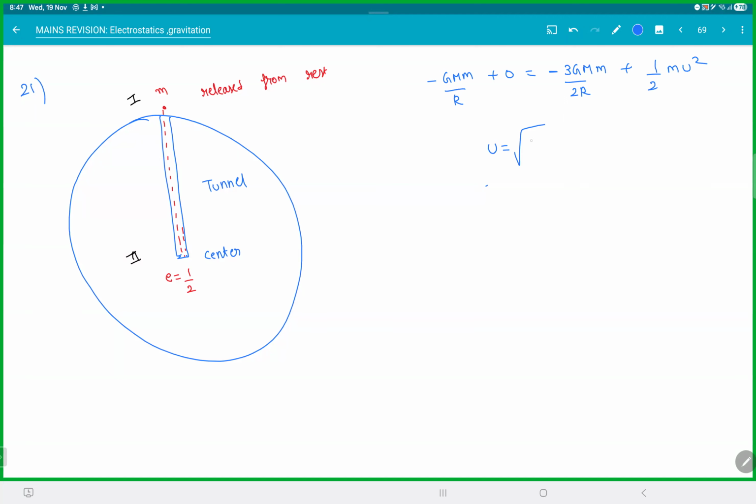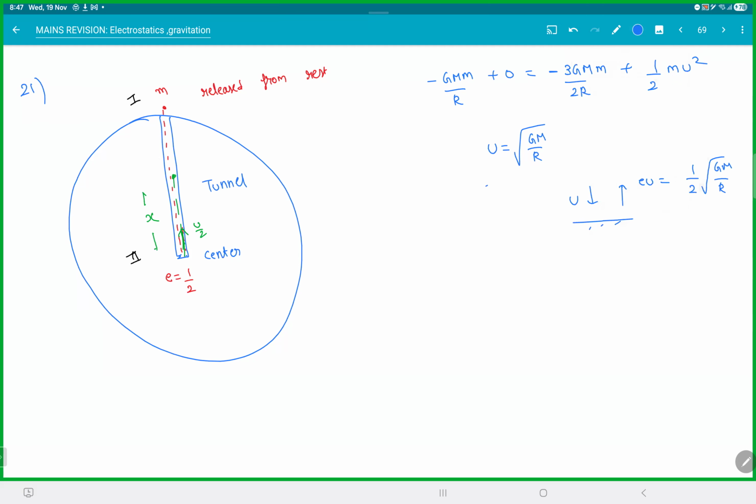You're going to hit this thing with this speed. So if you hit with speed u, you bounce back with eu. So your speed is actually half of root GM by R. So after bouncing, let's say it comes down and then goes up again with u by 2. It stops somewhere here at a height. Let's call it x.